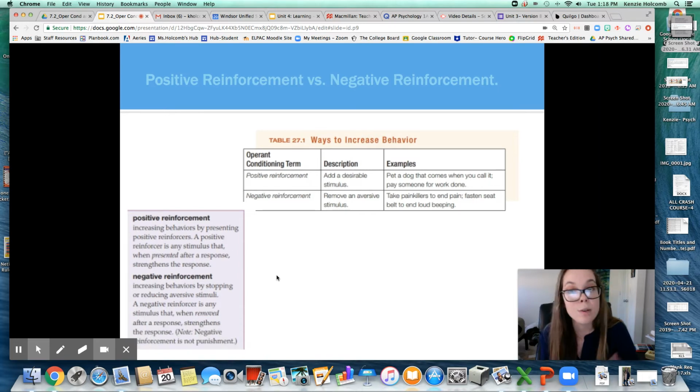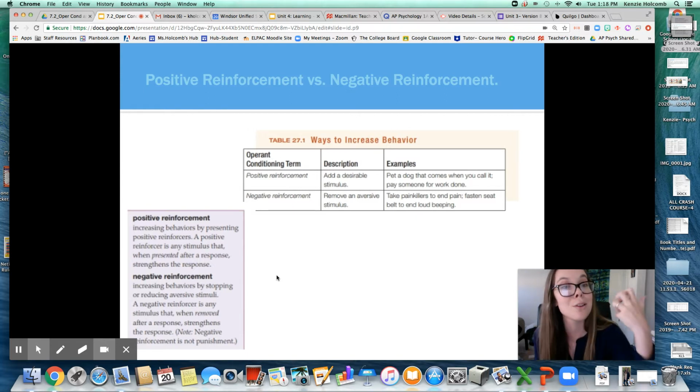Positive reinforcement is increasing behaviors by presenting a positive reinforcer. You're adding something in. A positive reinforcer is a stimulus that, when presented after the response, strengthens the desired behavior, right? So if you call your dog over and they come, they're going to get a pet, and then they're going to want to come over more and more because it's a desired response. And it's going to increase the desired behavior of your dog coming over, so you can pet them.